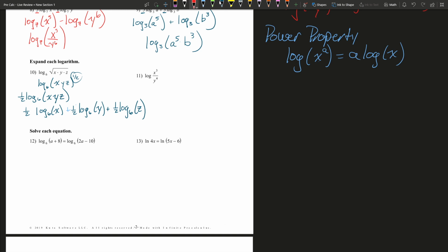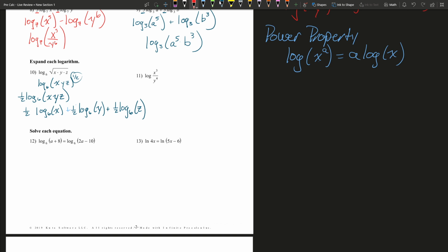Similar on number 10 or 11. In order to undo it, we're going to take the quotient property first. If you keep the exponents under the square root, I mean, the square root of something is that something to the 1/2 power. I probably won't give you something like that because it's going to confuse too many people.